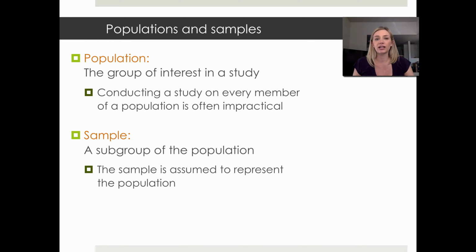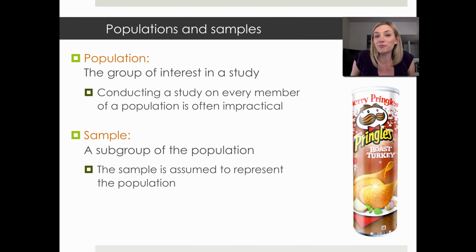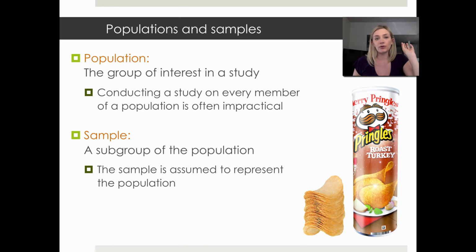So here's an analogy I like to give. Imagine you're going through the grocery store and you spot a new flavor of Pringles, the roast turkey flavor, and you're intrigued. You want to know if this is a good flavor. Now, in order to make a determination about whether the roast turkey flavor is any good, do you have to eat every single chip in the can? Or do you just have to take a sample of chips from the can and eat those? Obviously the latter. If you ate every single chip in the can, that would be called a census, but that's not something we have to do.